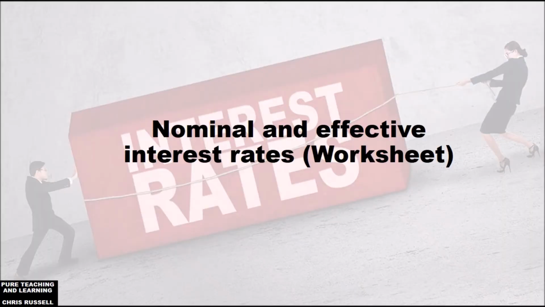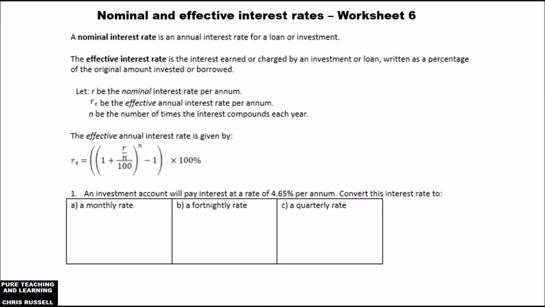We're going to be looking at nominal and effective interest rates. So a nominal interest rate is an annual interest rate for a loan or investment. The effective interest rate is the interest earned or charged by an investment or loan, written as a percentage of the amount invested or borrowed.